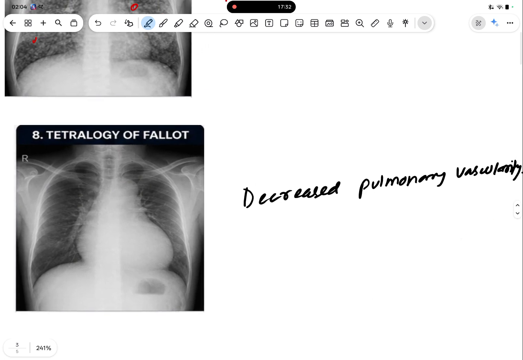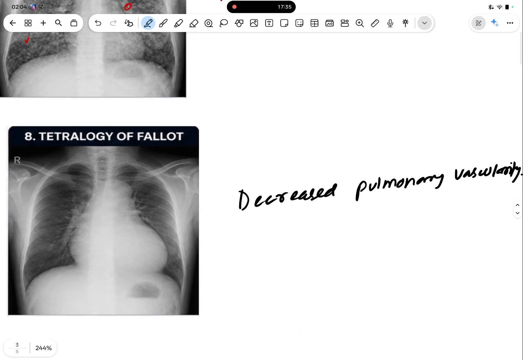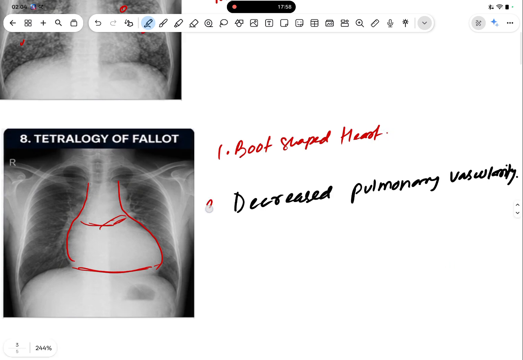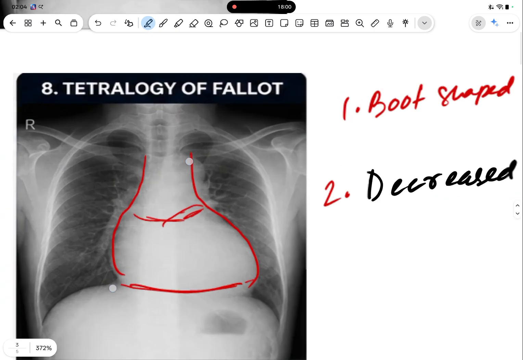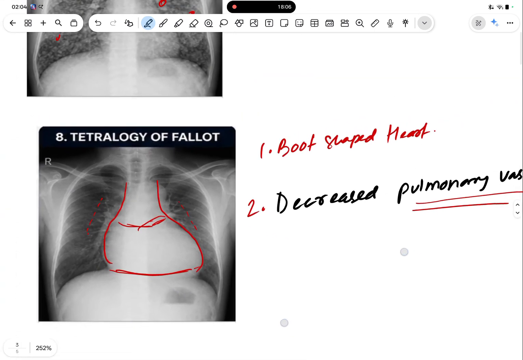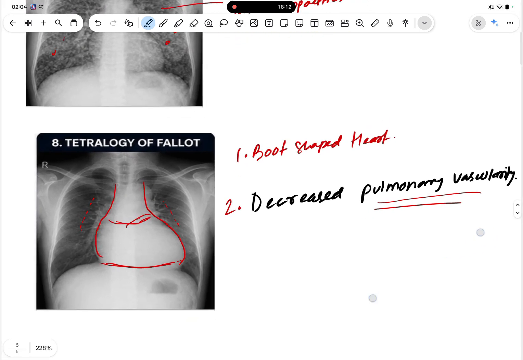Then our next chest X-ray is a boot-shaped X-ray. This is a classical example of boot-shaped, right? This is the boot, the shape of a boot, right? This is a boot-shaped heart, and as well as there is decreased pulmonary vascularity. See, the vascular markings are not that prominent. So it is a boot-shaped heart and there is decreased pulmonary vascularity. It is an example of tetralogy of Fallot.